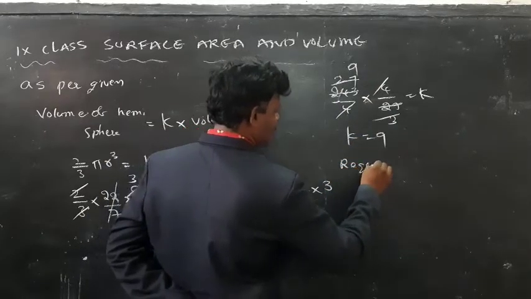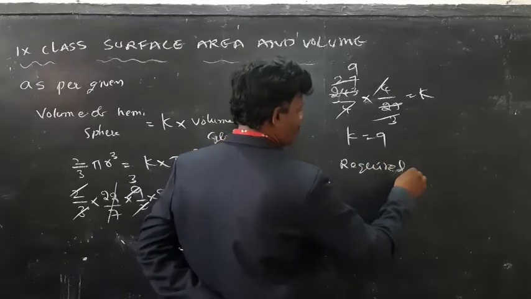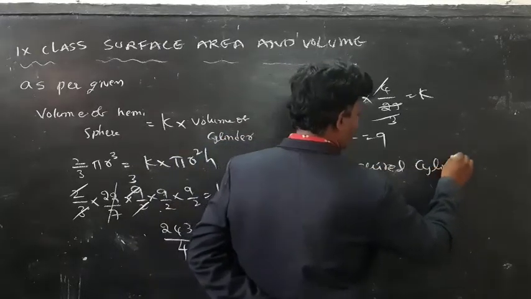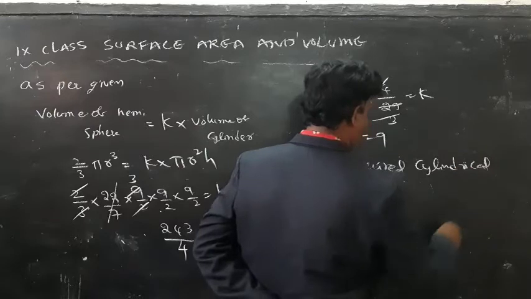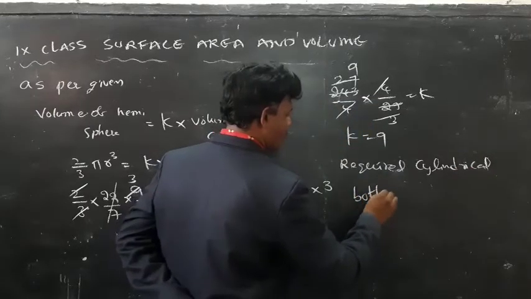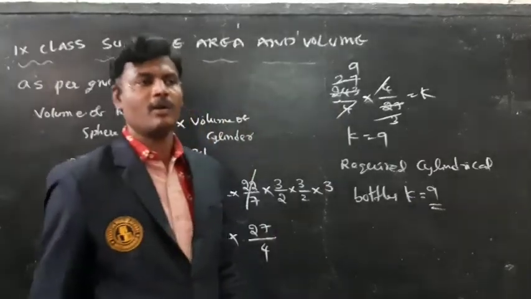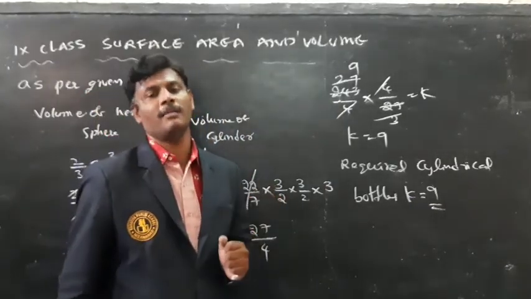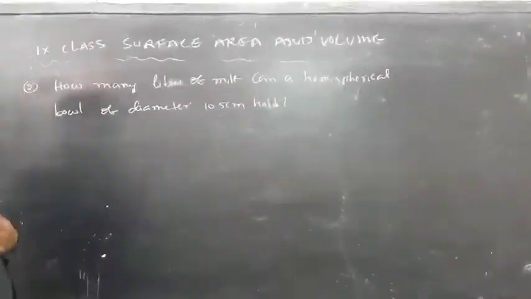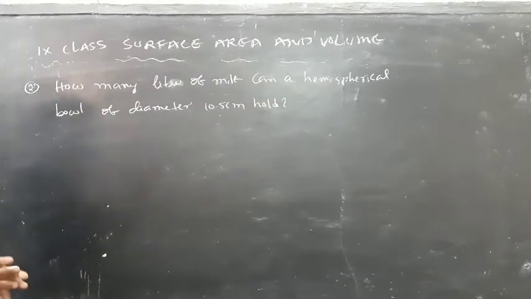Required cylindrical bottles, K is equal to 9. So to empty that bowl, I need 9 cylindrical bottles. So 9th students, here is another question.